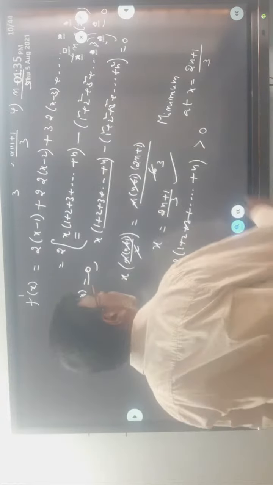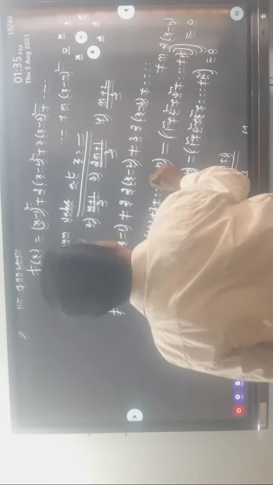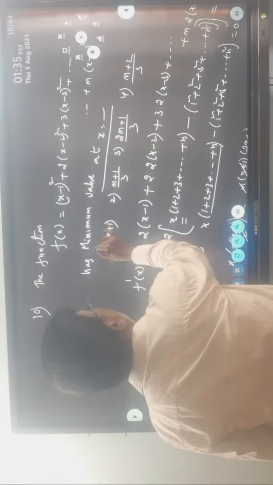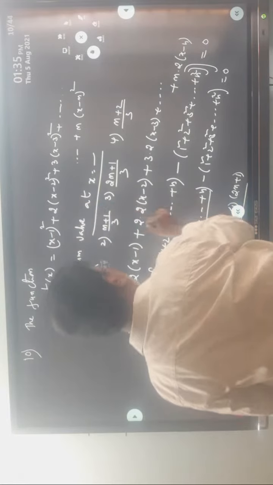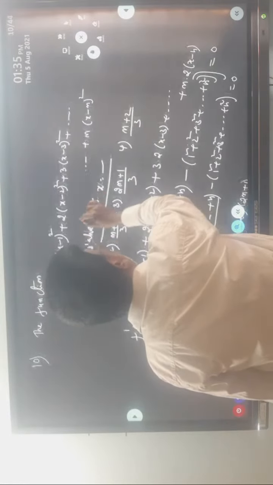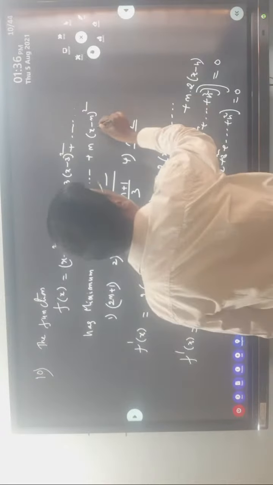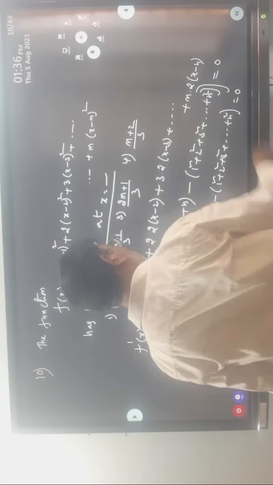Check the answer once again. Remember this one, right? Once again, the question is given like this. The function is given like this. Derivative of this one: 2 into x minus 1, 2 into 2 into x minus 2, that is 3 into 2 into x minus 3, up to n into 2 into x minus n. So that is equated to 0.